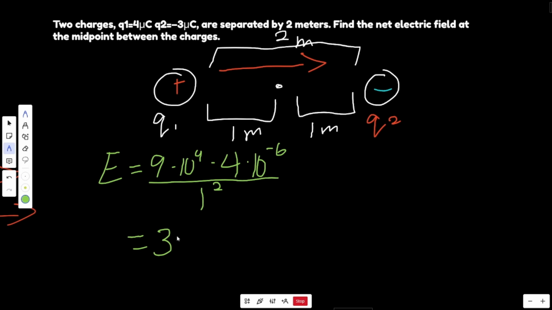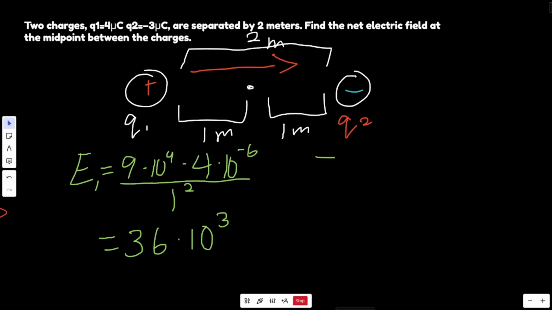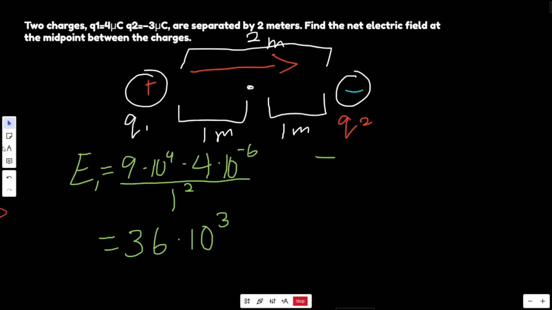So this is equal to 36. 9 times 4 is 36. And then law of exponents again. That's equal to 10 to the power of 3. So now for the other side, we're going to do it step by step again with the same formula.